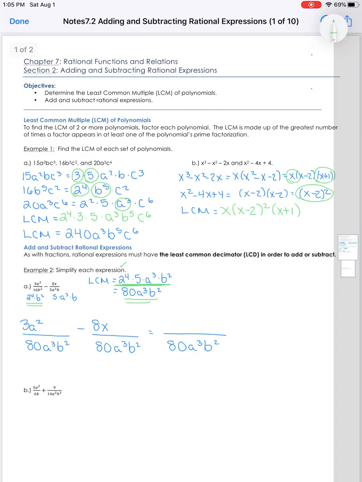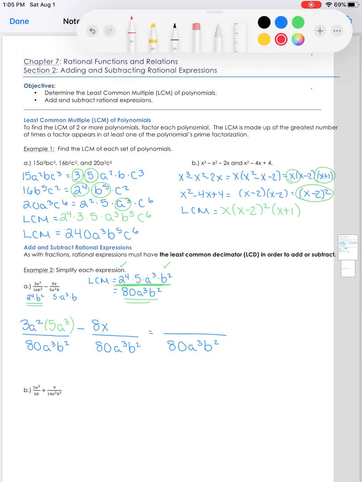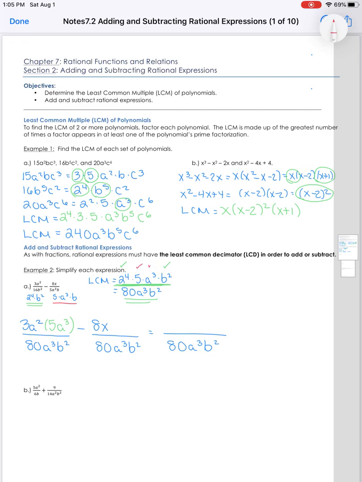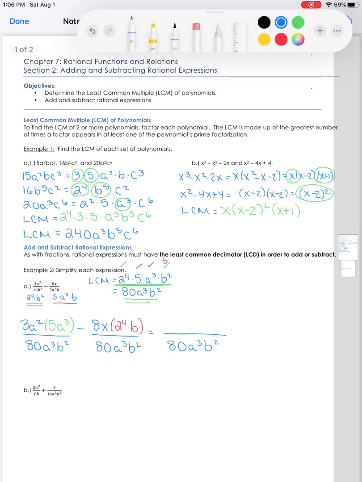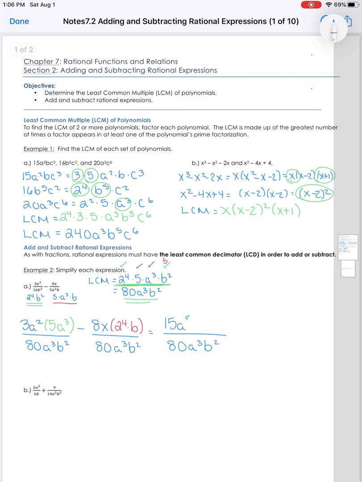So I have 2 to the fourth, so that I have. I'm going to use green here, and I have 2 b's. So I need 5 and I need a to the third. That's what I'm missing. For the second one, I have the 5, I have the 3 a's, but I have 1 b, so I need another b. So I need 2 to the fourth times b. So 3a squared times 5a to the third is 15a to the fifth, minus 8 times 16 is 128, and bx. So you're looking for what is missing in each denominator to get to the LCM.